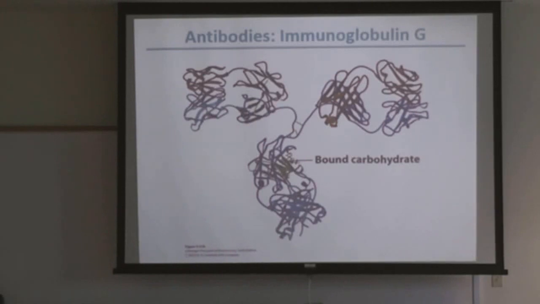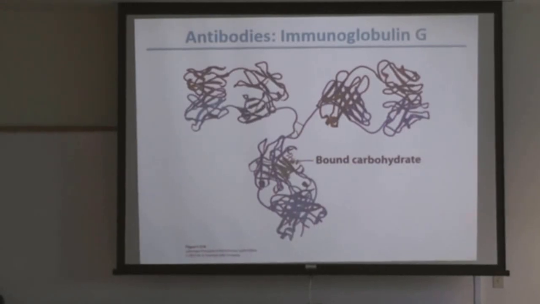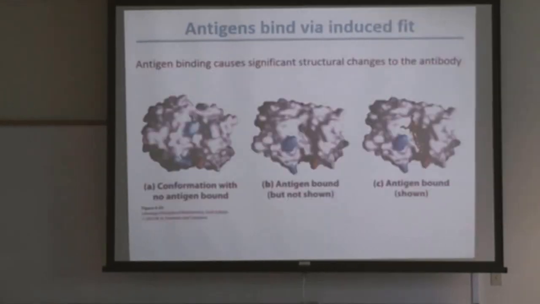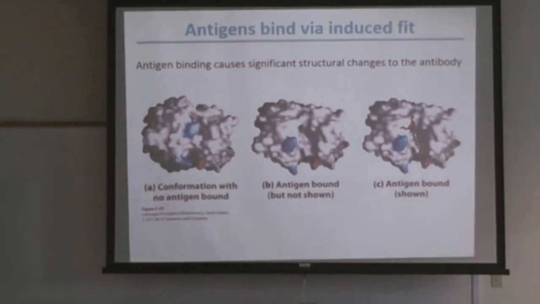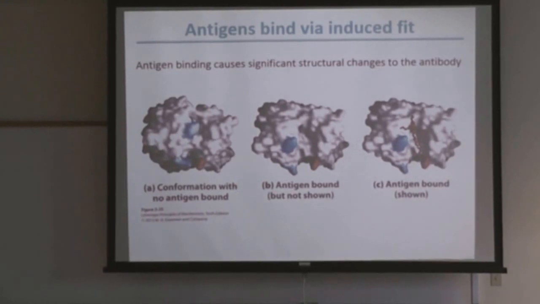And this is a ribbon diagram of an IgG with the bound carbohydrate, showing you the heavy and light chains. And then the antigens bind via induced fit. So what does that mean? Yeah, you're going to get a conformational change upon binding, which helps to stabilize that, right? So antigen binding causes significant structural changes to the antibody.